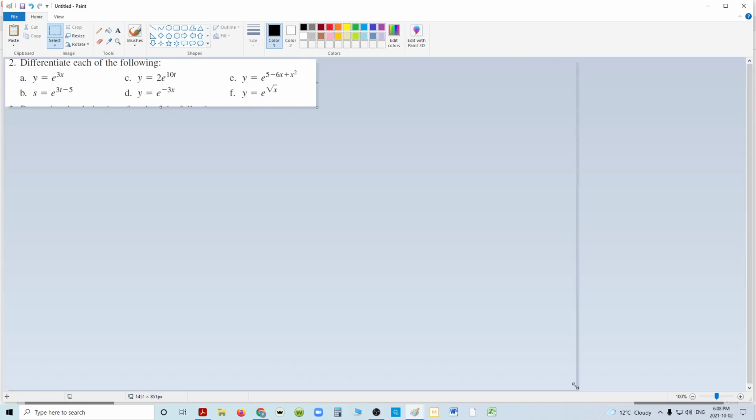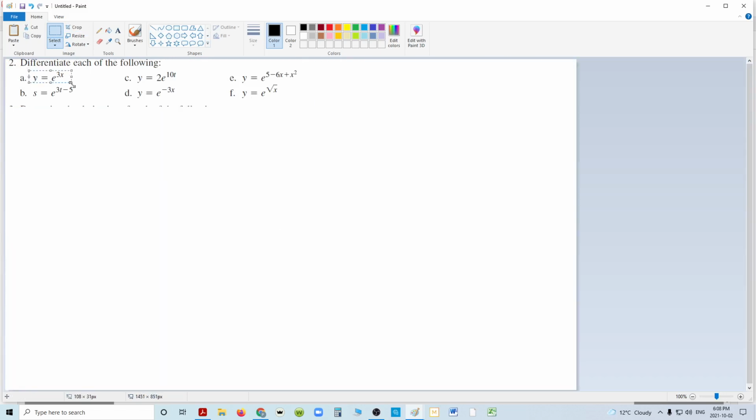Differentiate each of the following. Fair enough. I'm going to start with that one. Now notice it has an exponent, which means the derivative is the exact same thing times the derivative of that. What's the derivative of that?